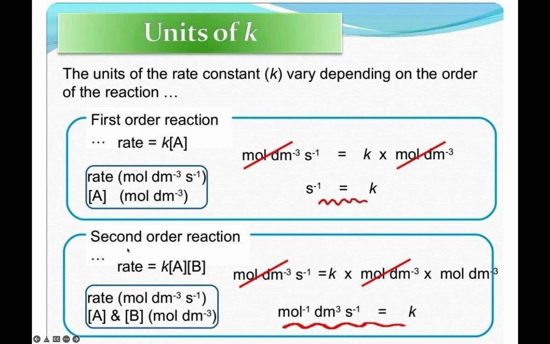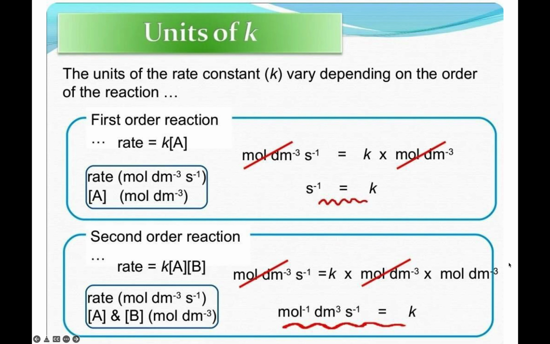Now for the second order reaction, you can see rate is equal to K concentration of A into concentration of B. So, rate is as always mole dm raised to minus 3, S raised to minus 1. For A and B, it is mole dm raised to minus 3. So, when you equate both, you cancel out these two, you get S raised to minus 1 is equal to K, or what do you get for K is equal to mole raised to minus 1, dm raised to 3 and S raised to minus 1.